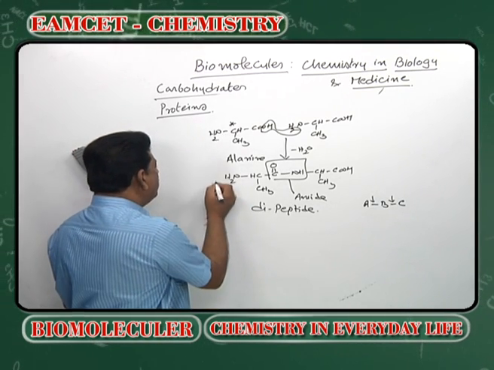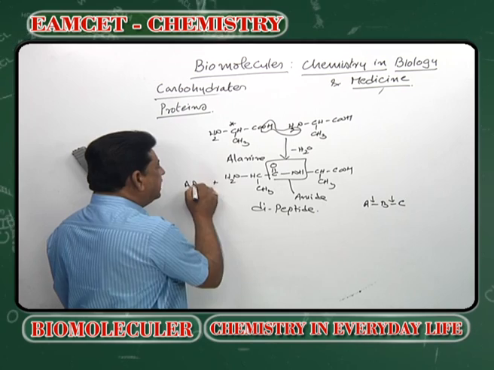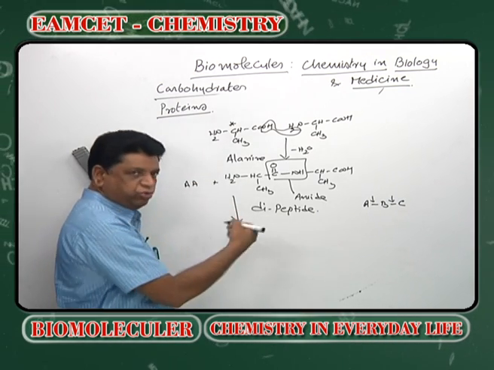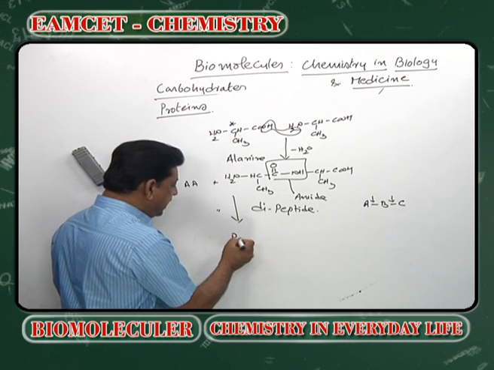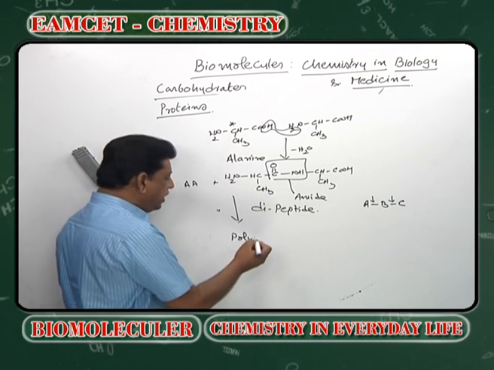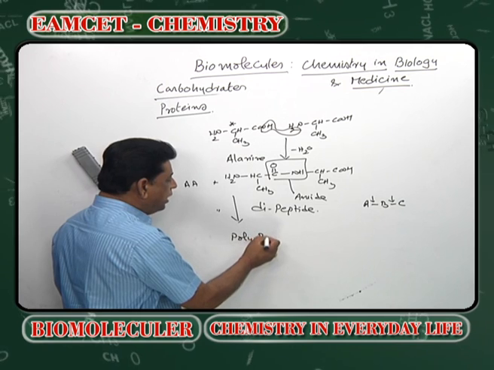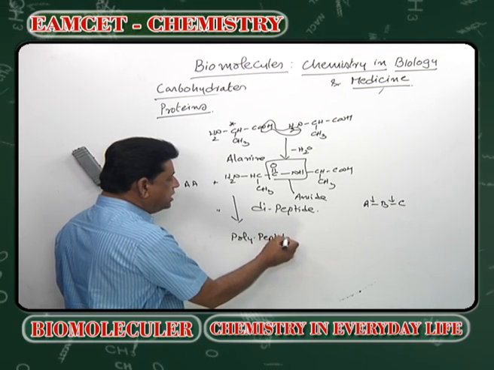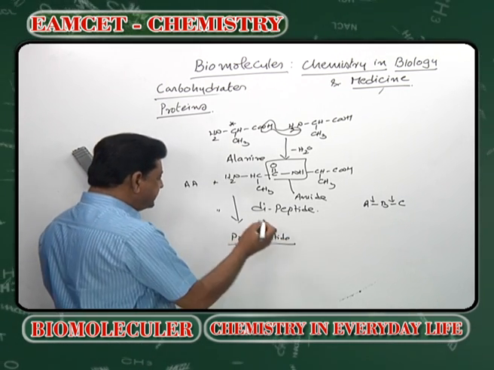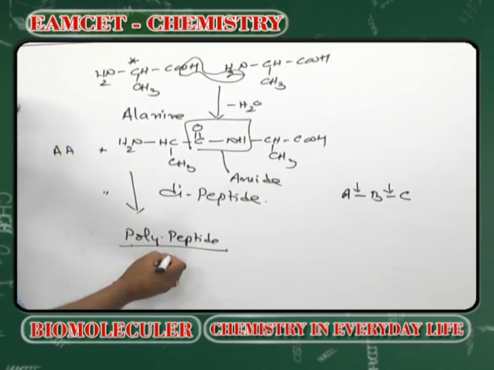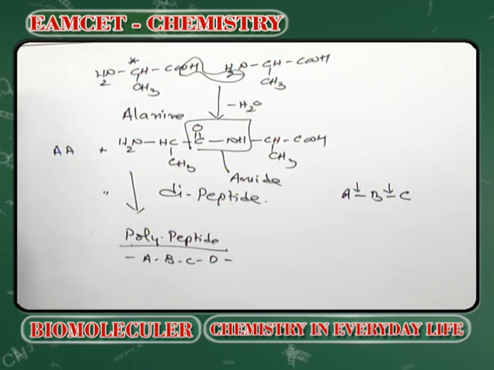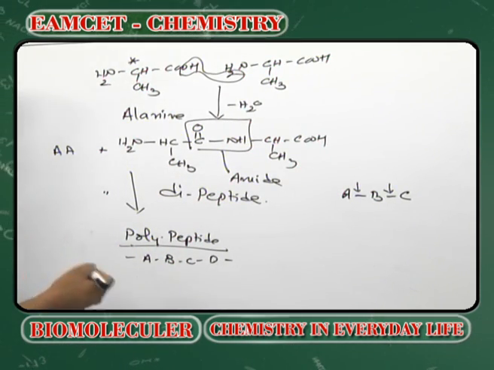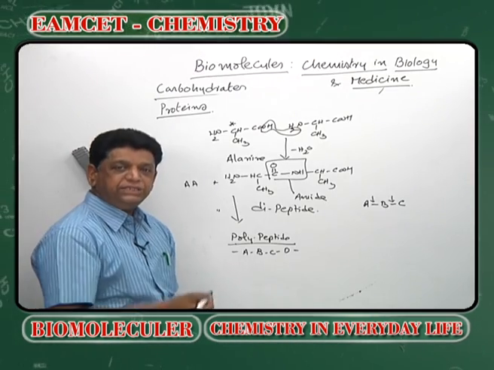Like that, if one more amino acid is linked, then you will get a tripeptide and so on, you will get a polypeptide. Similarly, if several amino acids are repeatedly joined, you will get the polypeptide. In this polypeptide there will be a sequence, isn't it? A, B, C, D and so on. So if the sequence is identified, what is the order of the different amino acids joined?